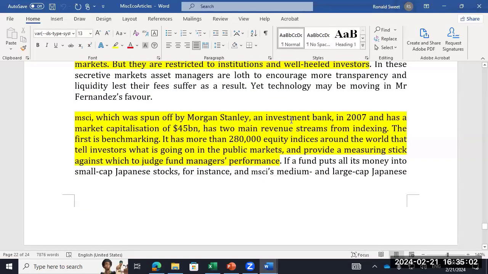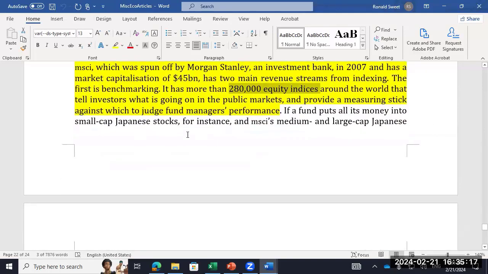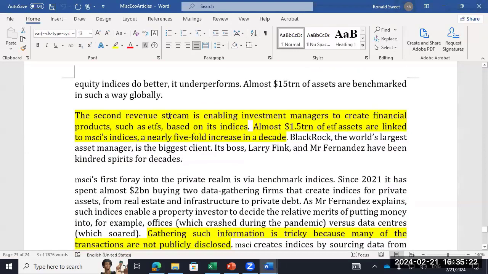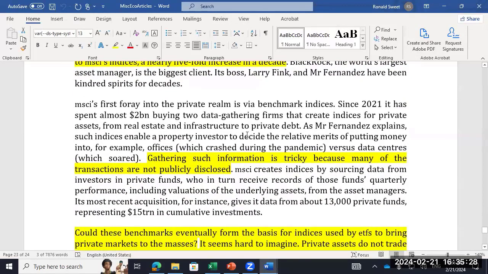So MSCI spun off of Morgan Stanley in 2007, is a $45 billion company. It has two main revenue sources. It has 280,000 indices around the world. So can they do this? The second revenue stream is enabling investment managers to create products such as exchange traded funds. We'll talk about those.